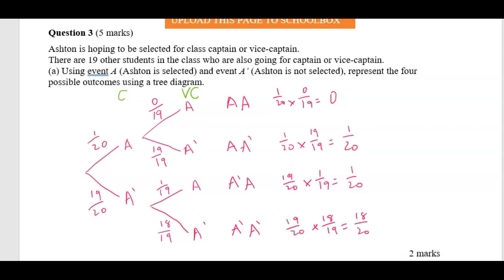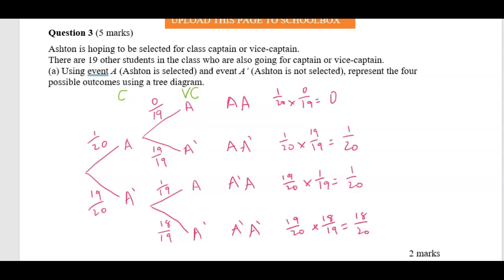Ashton can either be captain or not captain, and you can have your VC and your C around the other way as well. And then the second step is vice captain. Now, the probability of Ashton getting captain is 1 in 20. There's 20 students and he's just one of them. Therefore, the probability of him not being captain is 19 over 20. So there's 19 other students who could be captain.